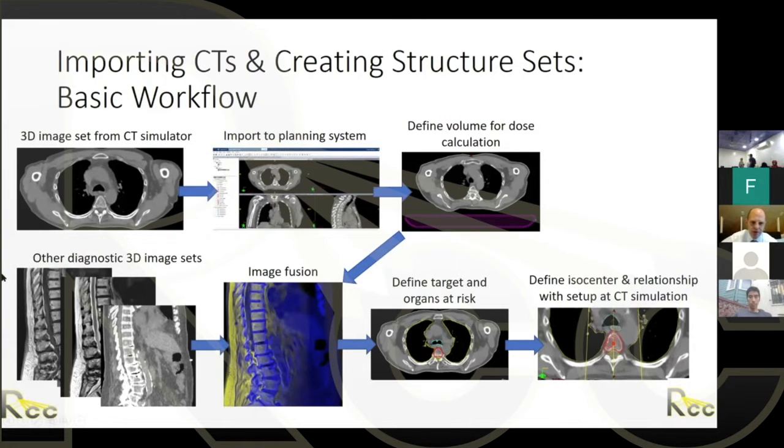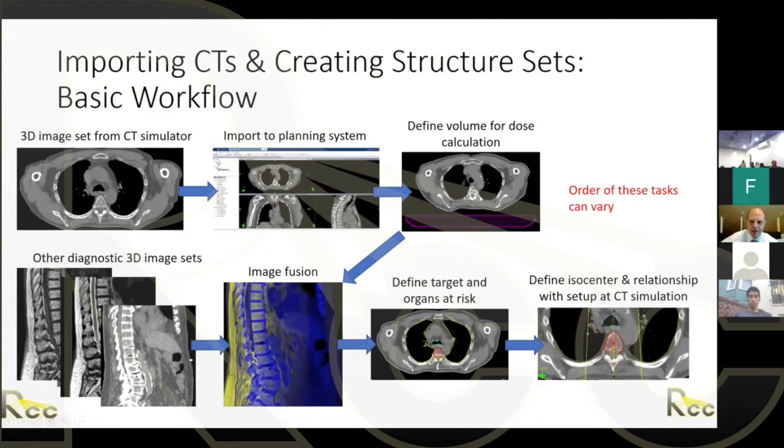and those other 3D image sets, which are imported, and then define the target and organs at risk, and then finally defining the isocenter and the relationship with the setup at CT simulation. And after that, you move on with the treatment planning. So we'll go into detail on each of these steps of the process.